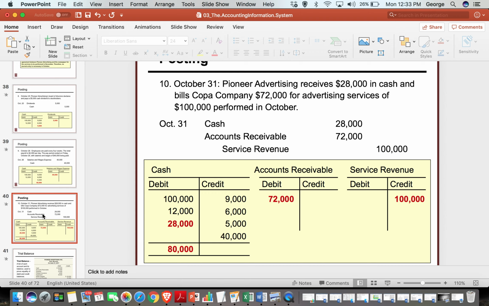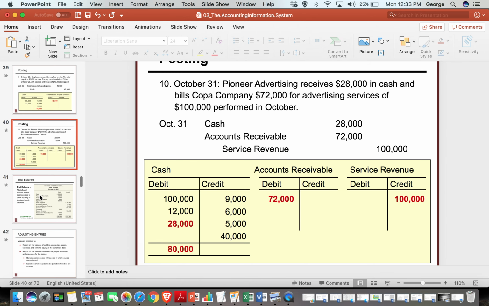All right, and then finally we receive $28,000 in cash, and we bill Copa Company for $72,000 for services that we already performed. So we performed $100,000 in services. We received $28,000 in cash for part of it. $72,000 is going to be collected later, so that's a receivable. Those are both increases to asset accounts, right? Accounts receivable is an asset account with a debit balance. Cash is an asset account with a debit balance. All right, and then we credit service revenue for $100,000.